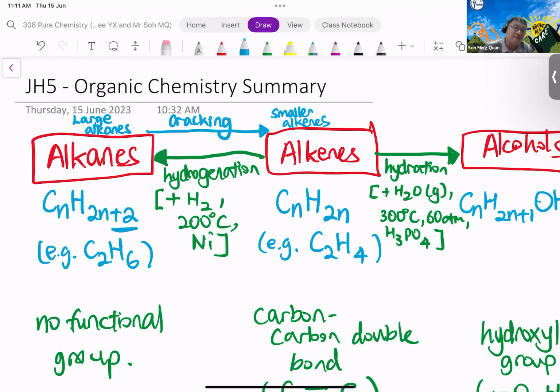So cracking involves the conversion and breakdown of larger hydrocarbons to form small alkenes. So alkenes are obtained industrially through cracking of the hydrocarbon fractions after fractional distillation of crude oil. Okay, cracking of the hydrocarbons is how we obtain alkenes.